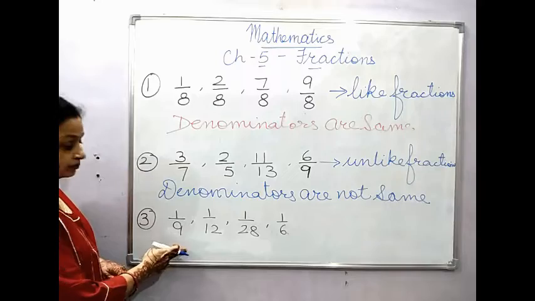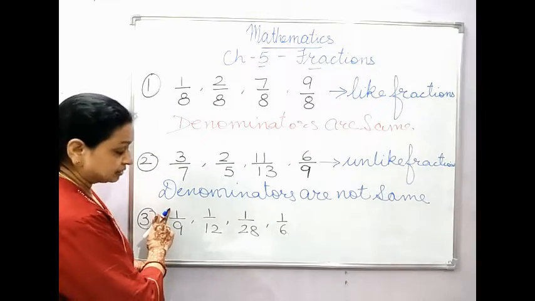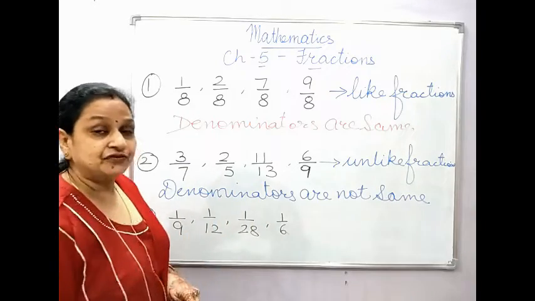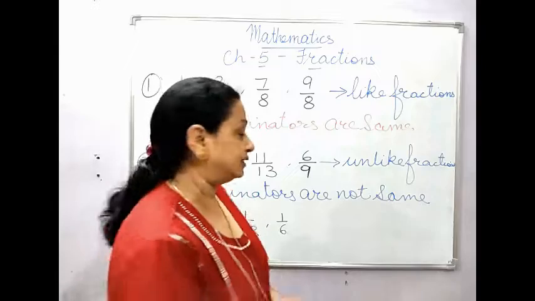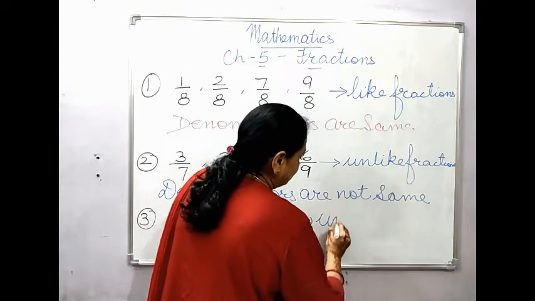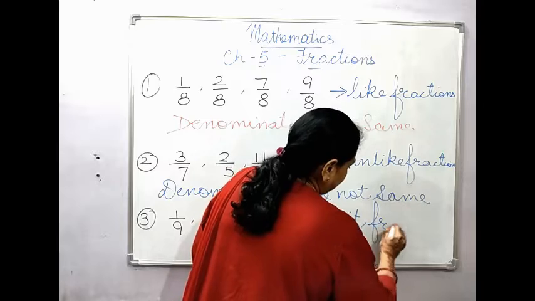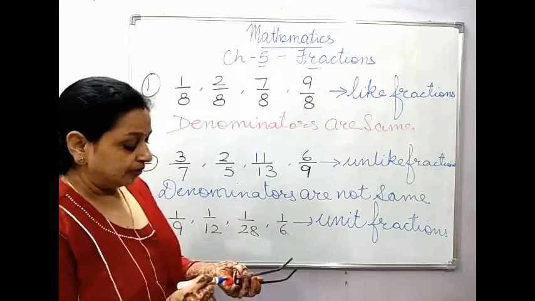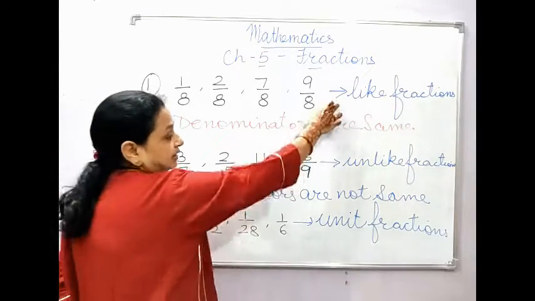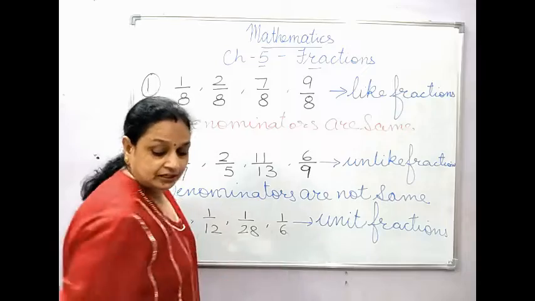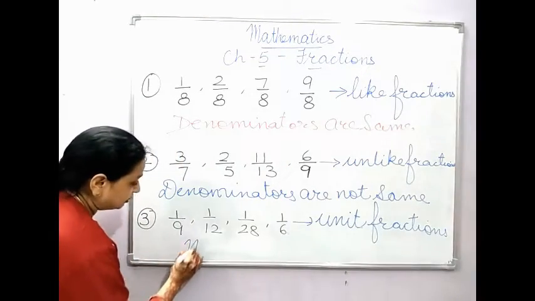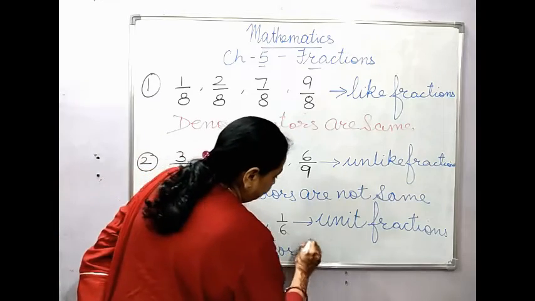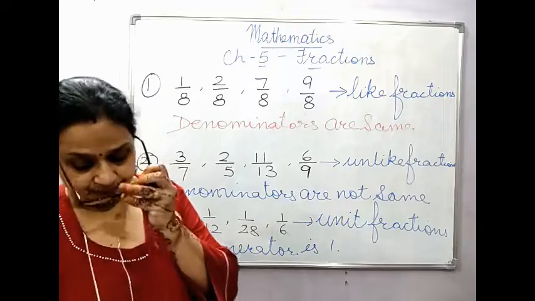And the third one, if you observe carefully, we just look at the numerator over here. All the numerators are 1 only. Such fractions which have 1 as the numerator are called unit fractions. What are they called? Unit fractions. So there are 3 more types: like fractions, unlike fractions and unit fractions. Unit fractions are those in which the numerator is 1.